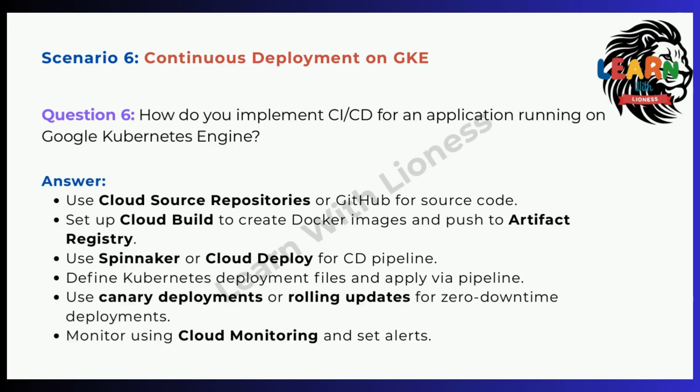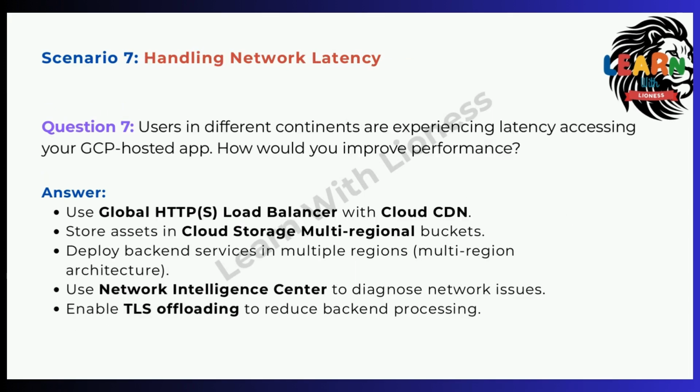Use canary deployments or rolling updates for zero downtime deployments. Monitor using Cloud Monitoring and set alerts. Scenario 7. Handling network latency. Question 7. Users in different continents are experiencing latency accessing your GCP-hosted app. How would you improve performance?